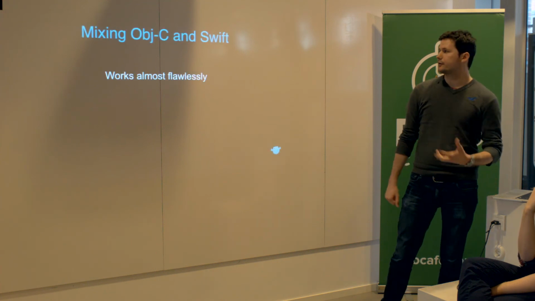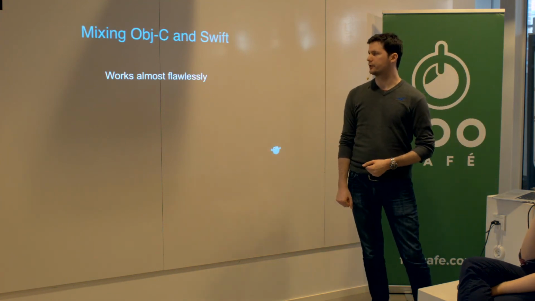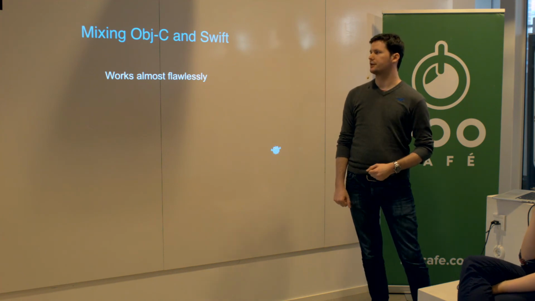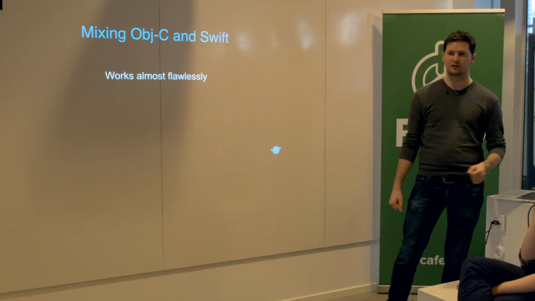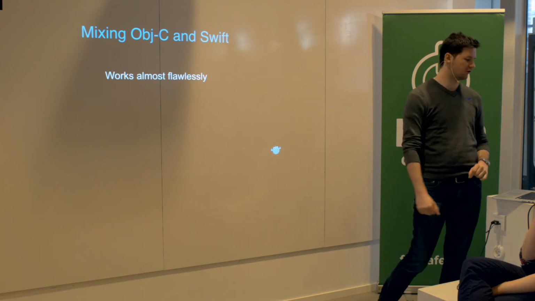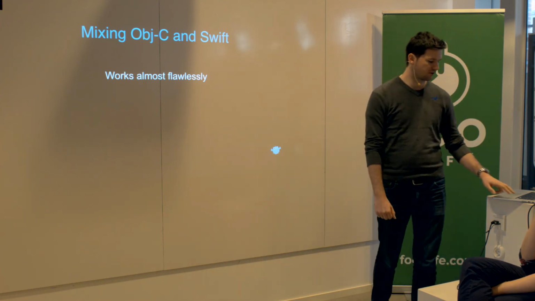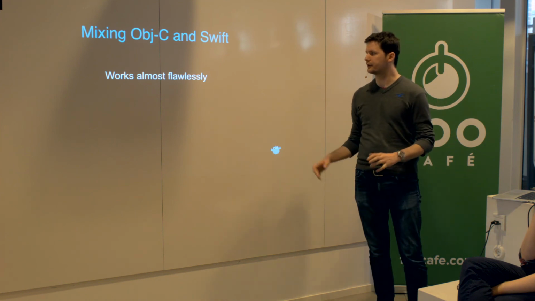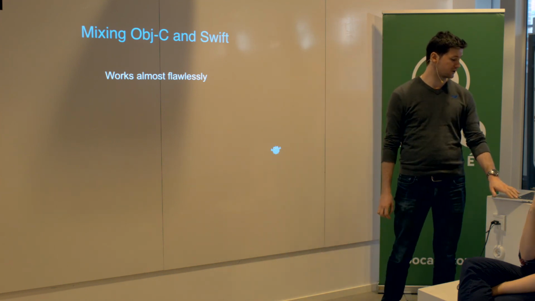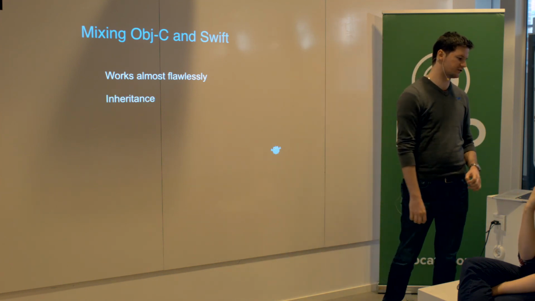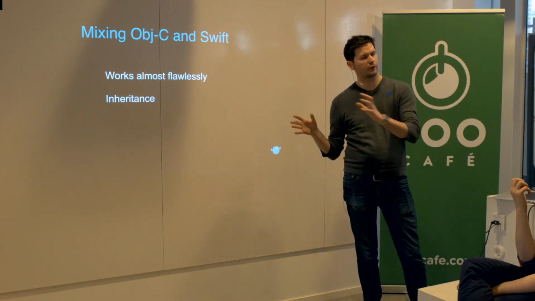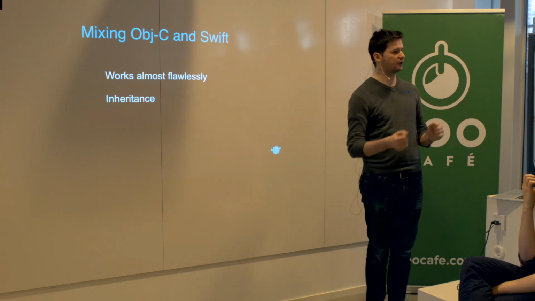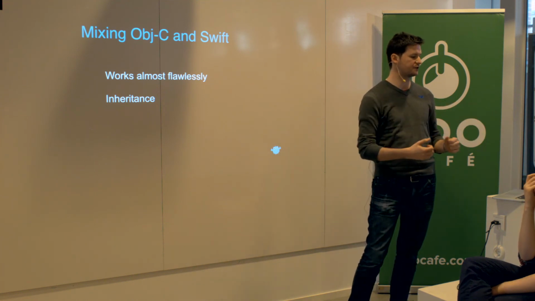Let's talk a little bit about how we can use this together with our probably existing Objective-C code. Good thing to know is that it works almost flawlessly. There are a couple of things that we need to know. It's very, very well integrated with Cocoa and Apple's frameworks. There are some limitations though. One thing to know is that you can inherit from Objective-C into Swift and from Swift into Objective-C.